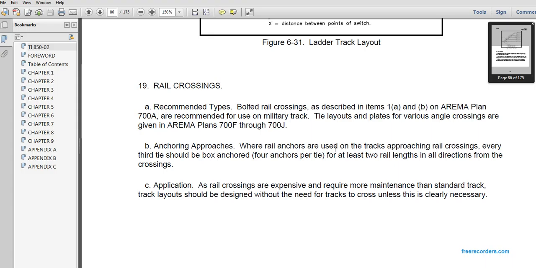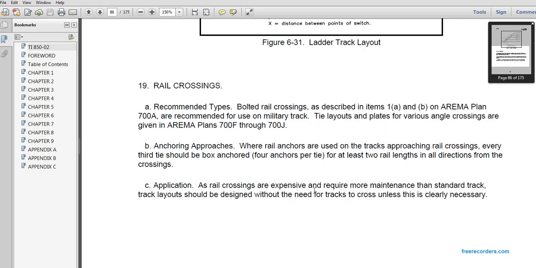Railway crossing recommended types. Bolted railway crossing, described as 1 and B in ARIMA Plan 708, is recommended for use in military tracks. The layout on plates of various angles across is given in ARIMA Plan 700F and 700J. Anchoring approaches: railway anchors are used in track approaching railway crossings. Every second to third tie should be box anchored, 4 anchors per tie, for at least 2 rail lengths in all directions from the crossing.